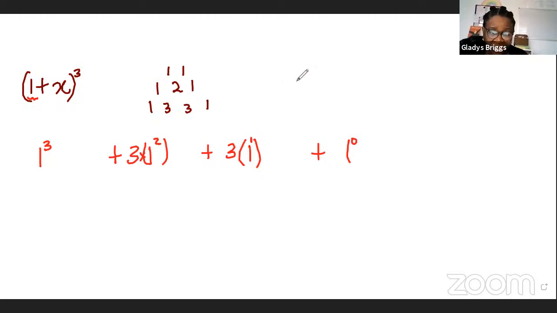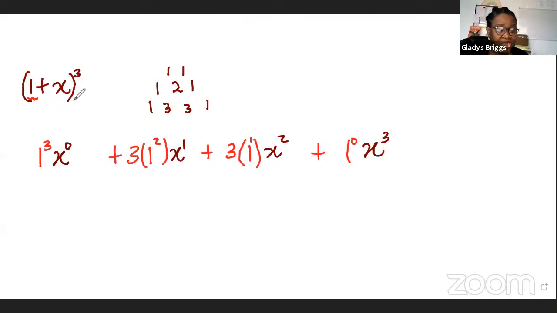Okay, let me put everything in so that nothing confuses you. 1 to the power of 3, 1 to the power of 2, 1 to the power of 1, 1 to the power of 0. And the coefficients are 1, 3, 3, 1. Okay. Now, going back, I'm dealing with x now, and that's going to be going up. But I can start it from the back, I can start it from the front. This can be x to the power of 0, x to the power of 1, x to the power of 2 and x to the power of 3.